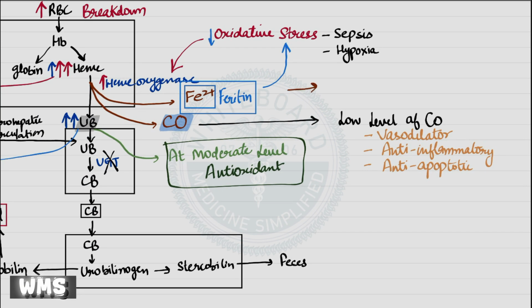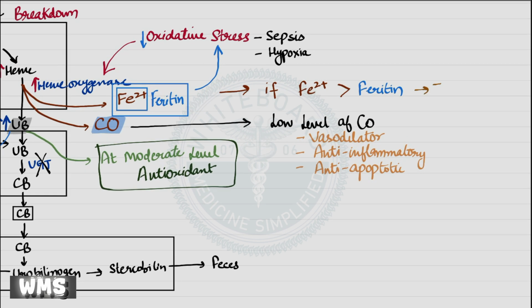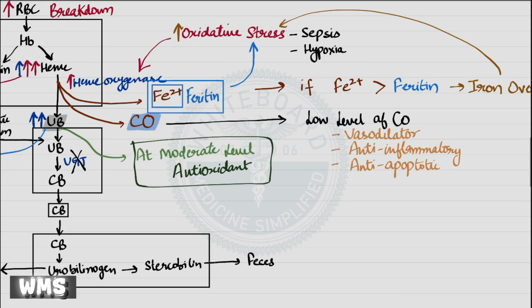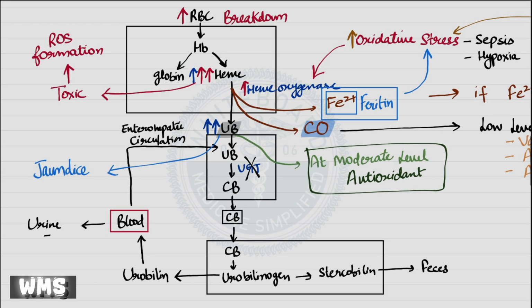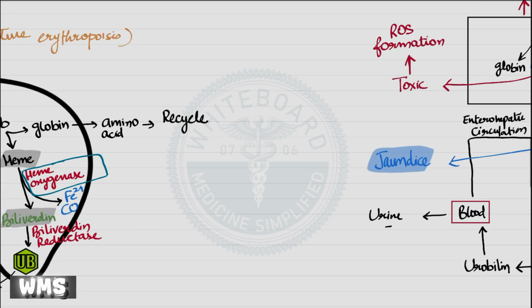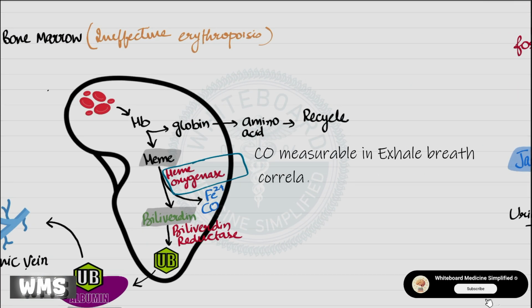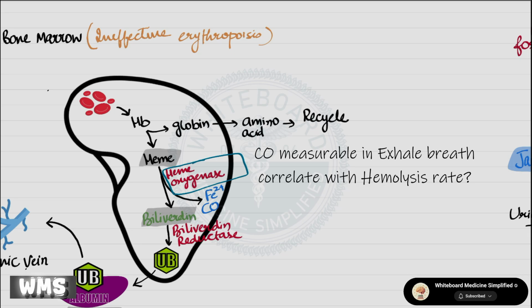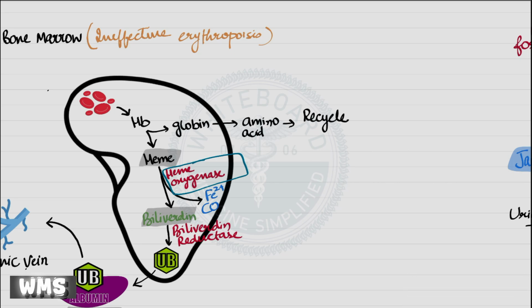Also, excess iron release may exceed ferritin's capacity, causing iron overload and further oxidative damage. So while heme oxygenase upregulation starts as a protective response, in severe illness it can become pathological, leading to jaundice and iron toxicity. And now, the carbon monoxide production measurable in exhaled breath correlates with hemolysis rate.